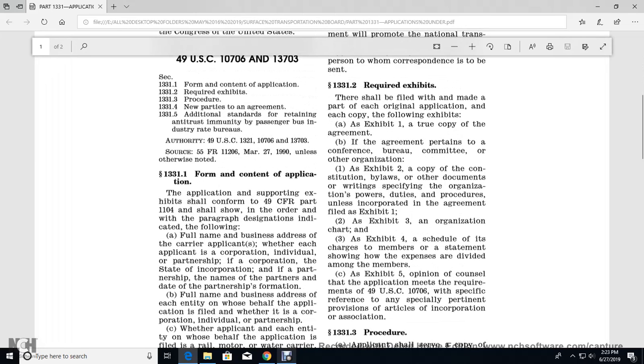1331-1. Form of content application. The application supporting the exhibit shall conform to Title 49, Part 1104 and shall, in order with the paragraph designation, indicate the following: full name and business address of the carrier applicant, whether each applicant is a corporation, individual, or partnership; if a corporation, the state of incorporation; if a partnership, the names of the partners and date of the partnership formation.